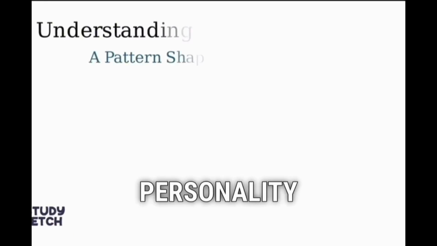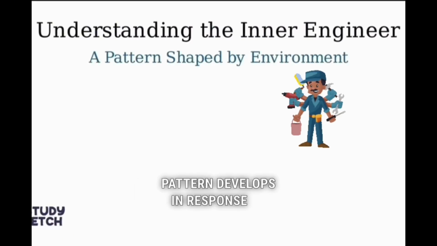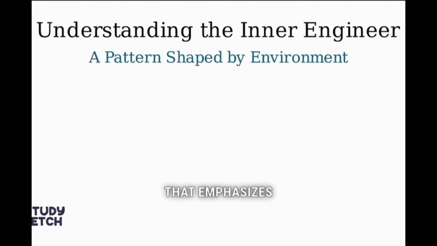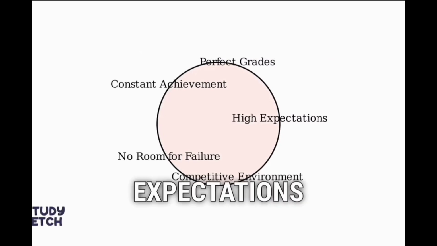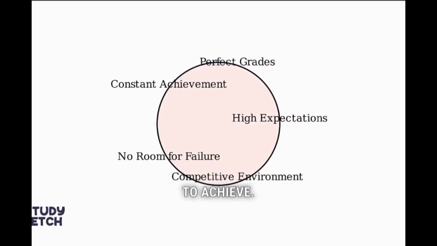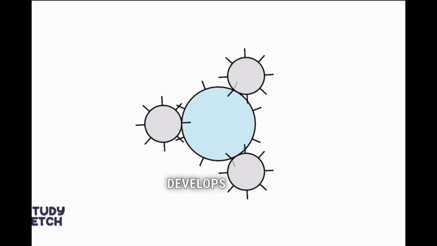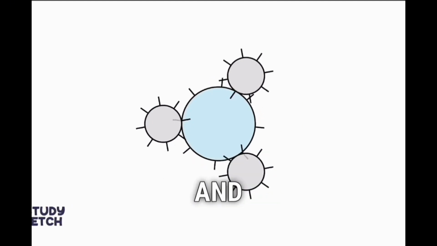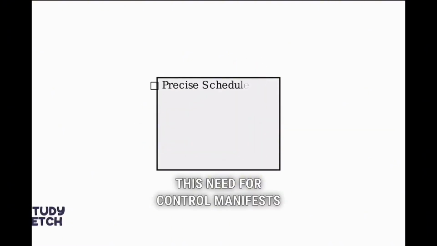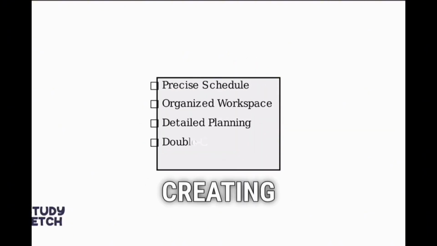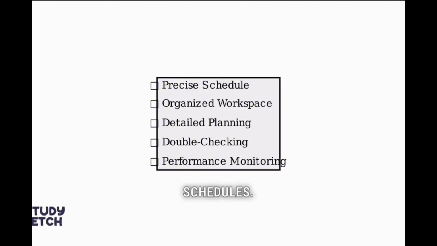The inner engineer personality pattern develops in response to a demanding environment that emphasizes achievement and perfection. This pattern emerges from an environment filled with high expectations and pressure to achieve. In response, the individual develops a deep need for control and order as a survival mechanism. This need for control manifests in daily routines and behaviors, creating rigid patterns and detailed schedules.